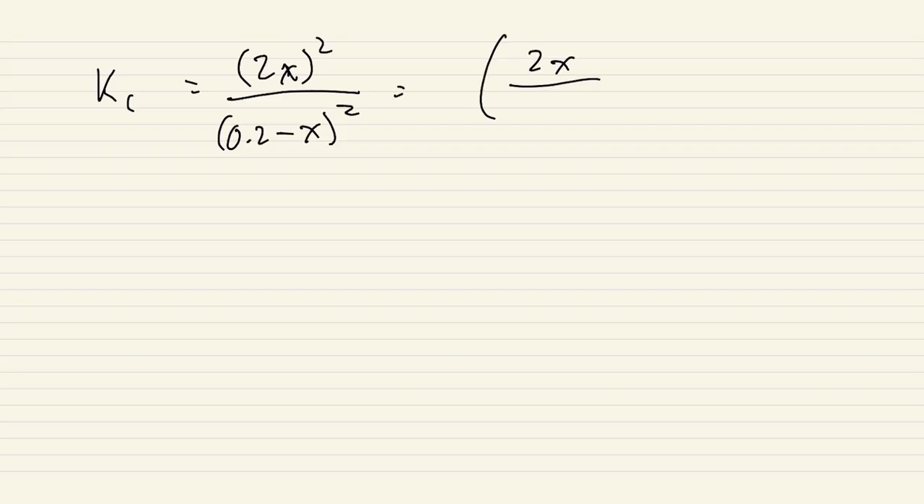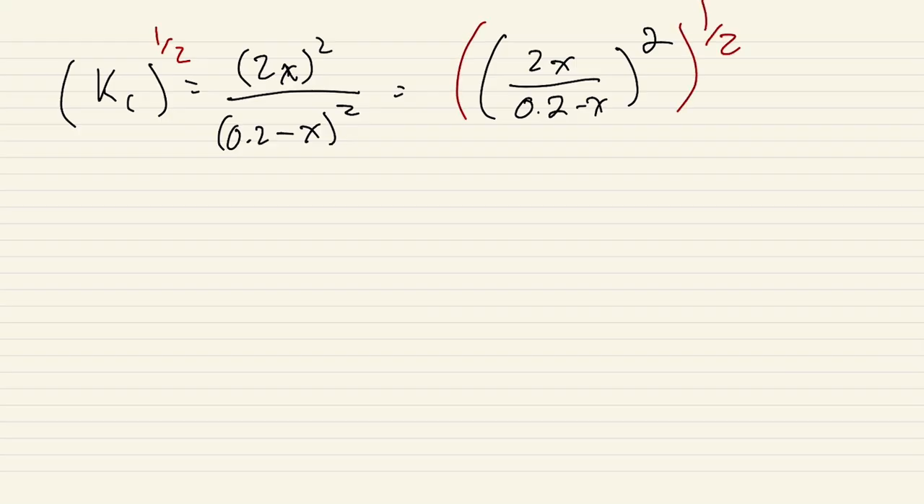And the reason that you can do this is because Kc, 2x squared over 0.2 minus x squared, is equal to 2x over 0.2 minus x, squared, like that. So you square root both sides. Kc to the 1/2 gets rid of the square on the right-hand side, times 0.2 minus x.